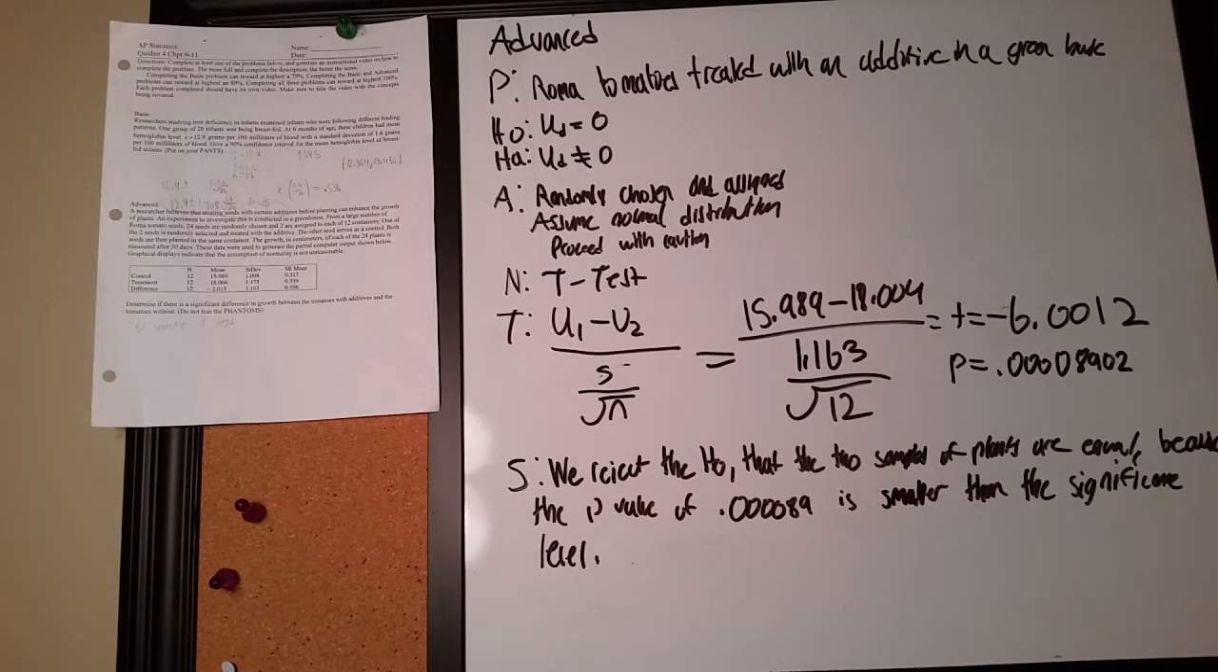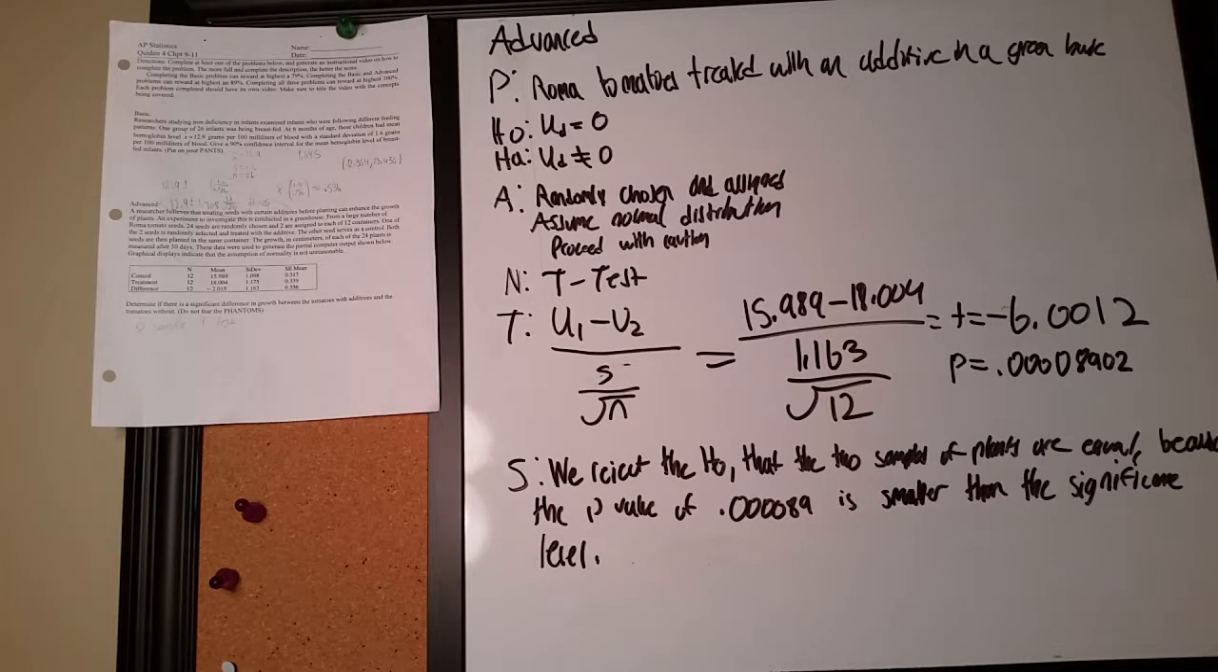So to do this problem, we're going to do PHANTOMS. So the parameter is Roma tomatoes treated with an additive in a greenhouse. The null hypothesis is that mu equals 0. The alternative hypothesis is that it does not equal 0.